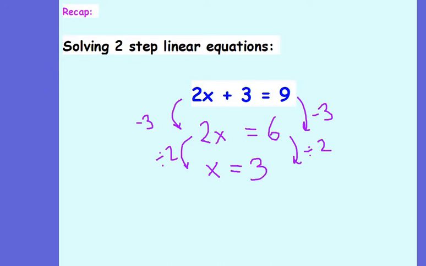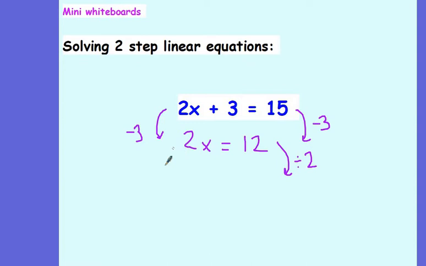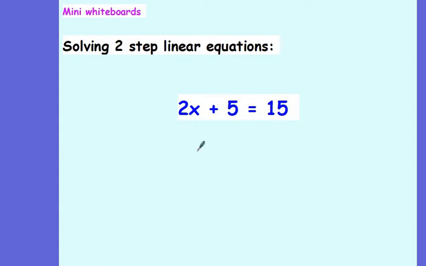Let's do another. Light blue books, solve this one for me. Okay, exactly the same way. We're going to start by subtracting 3 from both sides. That gives me 2x is equal to 12. I'm going to divide both sides by 2, which gives me what, James Cork? X is equal to 6. Lovely. Let's try another. Pause the video and solve this one in your light blue books.